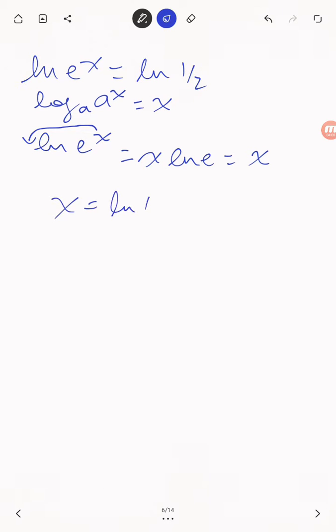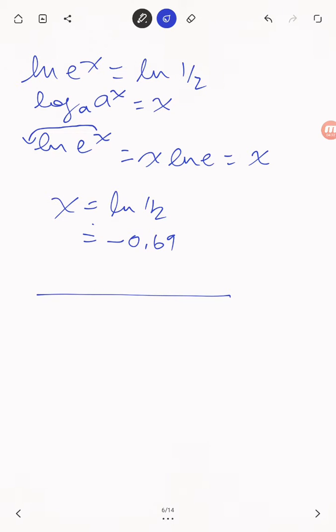X equals the ln of 1/2. Now I'm going to get that as an approximate decimal just because I need to do the first derivative test to find out whether it's a max or min, so I need to know approximately where that is on the number line. So I just put it into my calculator and I get approximately negative 0.69.